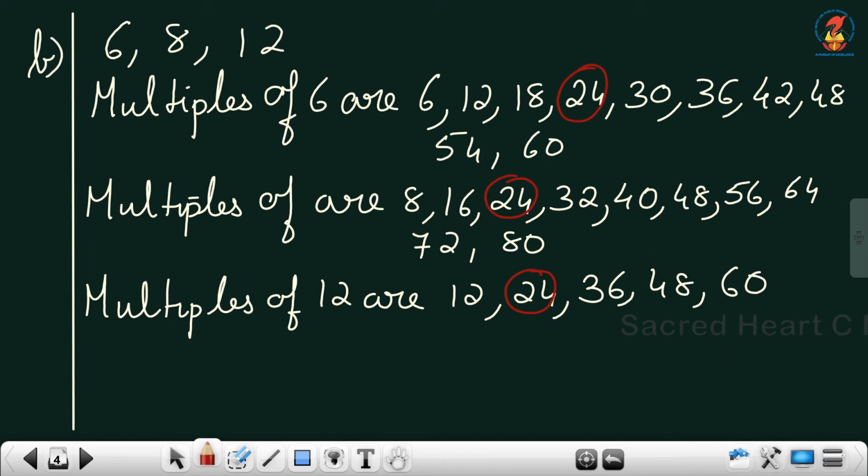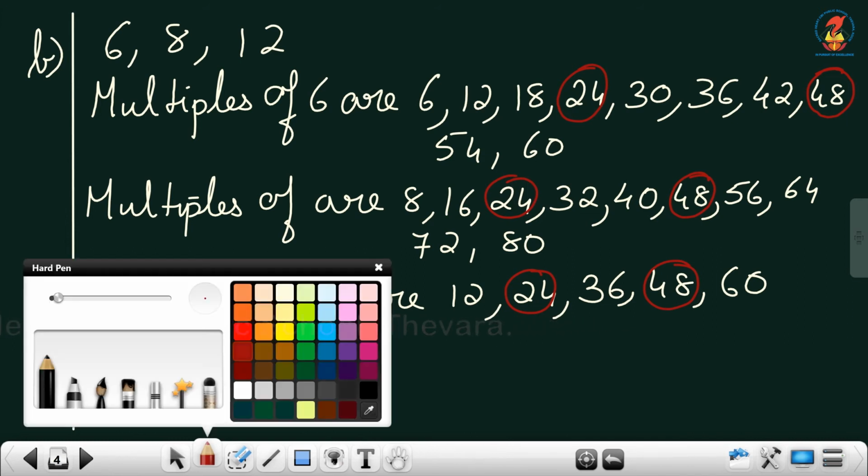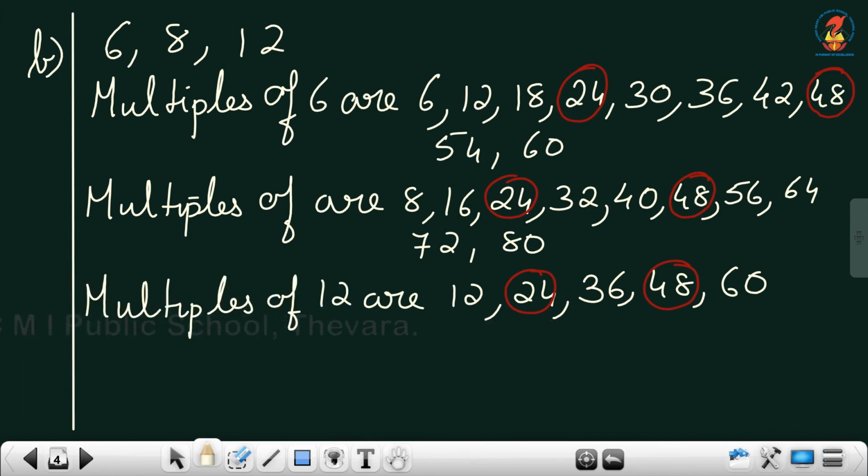Then, which will be the next one? Yes, we have got 48. We have got 48 as the next common multiple. Then to find out the next one, I think we'll have to extend it. So we'll see. We'll have to extend all the 3 numbers.